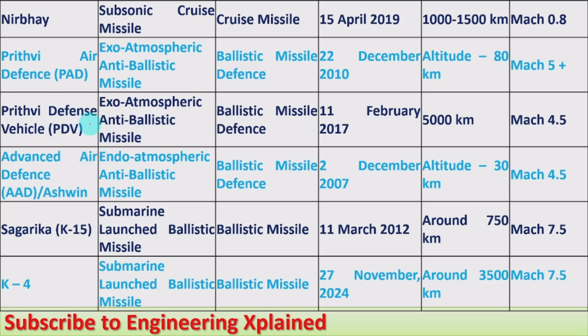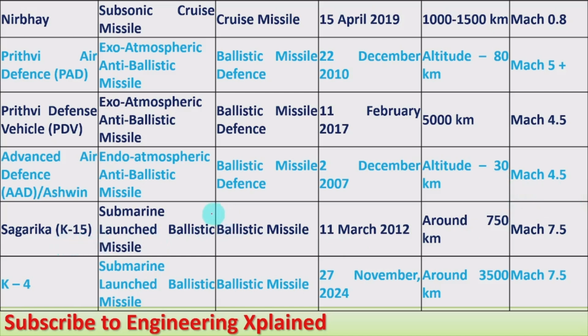Next one, Prithvi Defense Vehicle (PDV), exo-atmospheric anti-ballistic missile. The ballistic missile defense, 11th February 2017 it is launched and its range is 5000 km, speed is Mach 4.5. Advanced Air Defense AAD is also called endo-atmospheric anti-ballistic missile. It is launched on 2nd December 2007, altitude 30 km and Mach 4.5 speed.